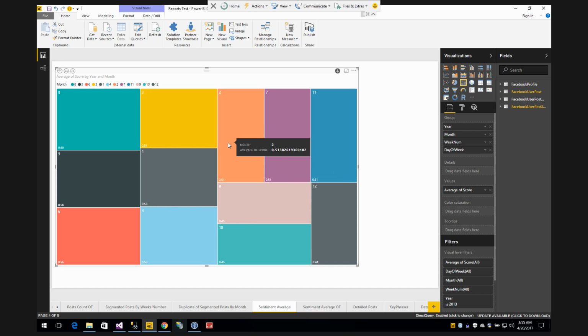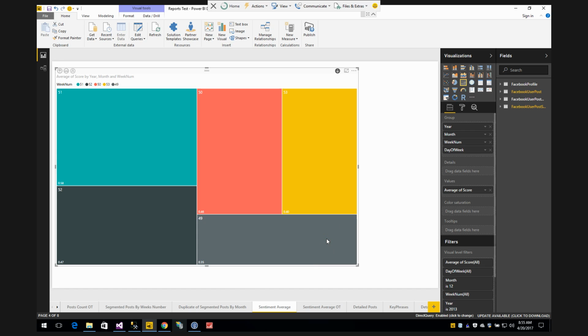So I can see that in this specific year, on month 8 we have 0.6, on month 9 we have 0.45, on month 12, which is December, 0.44, and I can also check the week. In this case, I put the week instead of the actual day of the week. So we see that this is week 52, this is week 51, 50, right?